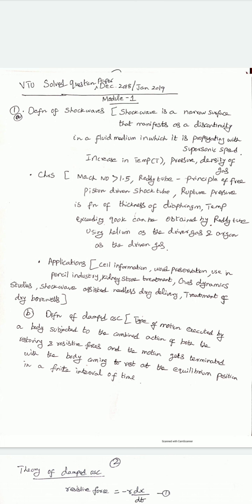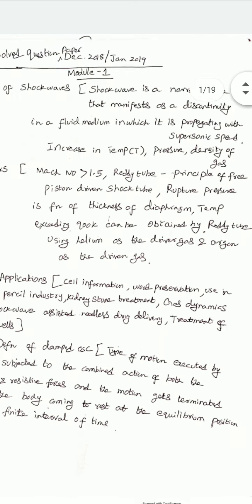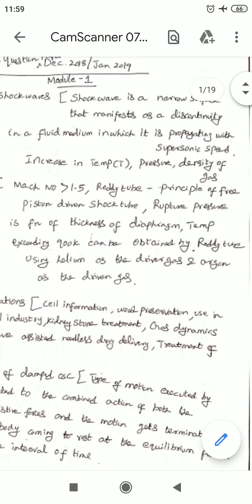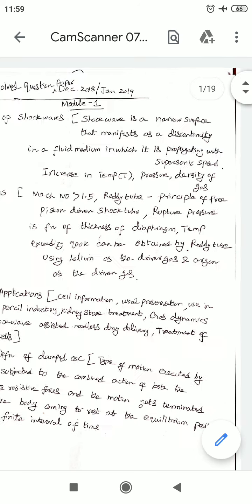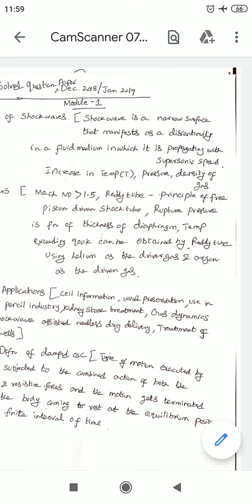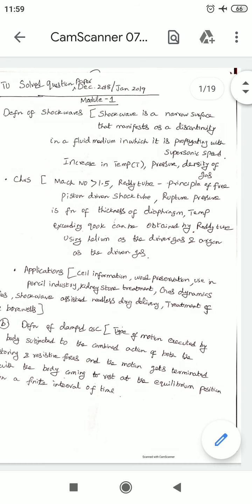So already you studied, a shock wave is a narrow surface that manifests as a discontinuity in a fluid medium in which it is propagating with a supersonic speed. So here you have to highlight the word supersonic speed, and then there will be some increase in temperature, pressure and density of the gas. It will happen due to the shock waves. So these are the points you have to highlight.